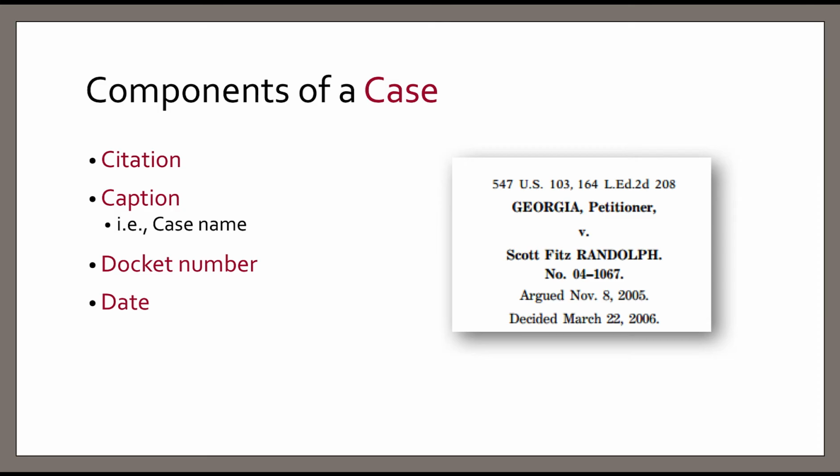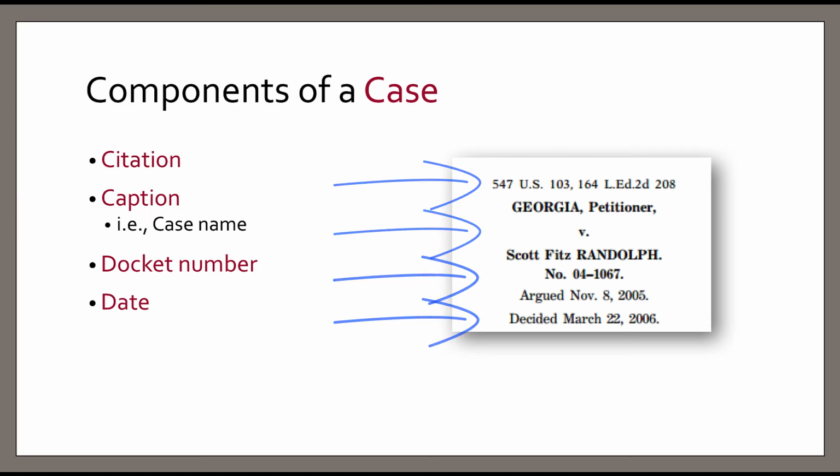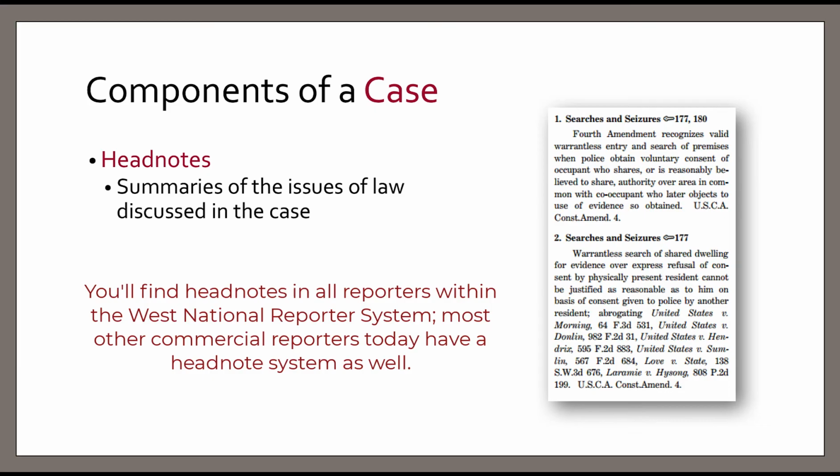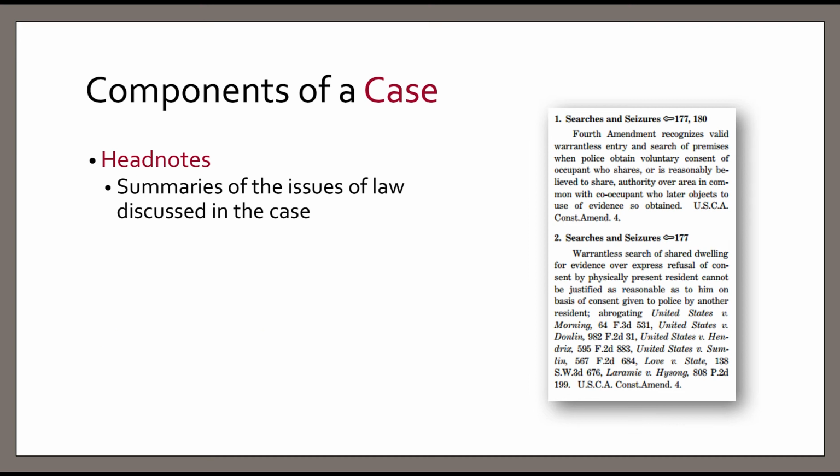A printed case will begin with a case citation, the caption or case name, the docket number, an identifying number printed on all filings associated with the case, and the date of the decision. In a commercial reporter, you will then find headnotes to the case. Headnotes list each point of law discussed in the case. These are editorial enhancements to the written opinion and can be an effective research tool for identifying related cases. We will discuss headnotes in greater detail in a later tutorial.